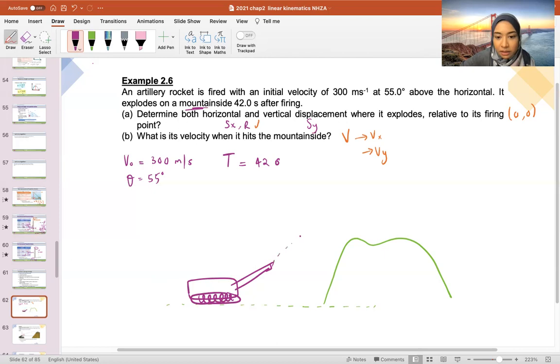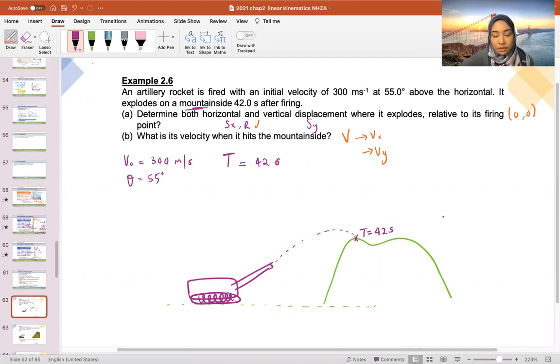Okay, so it's firing something. So this is supposed to be a projectile motion. Sekejap, let me try again. Okay, macam tu contoh. Dia fire the rocket, dia fire the whatever that is firing. Maximum height dia tak semestinya dekat hujung. So okay, whatever it is. This is our landing point. The time taken to reach this point is 42 seconds.